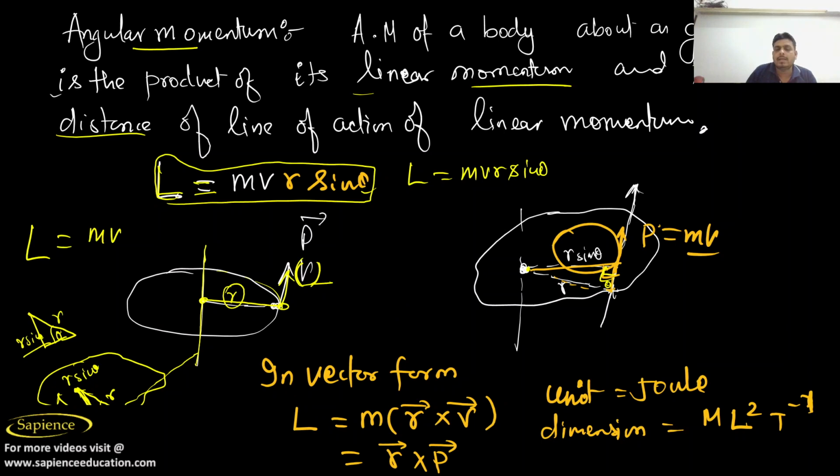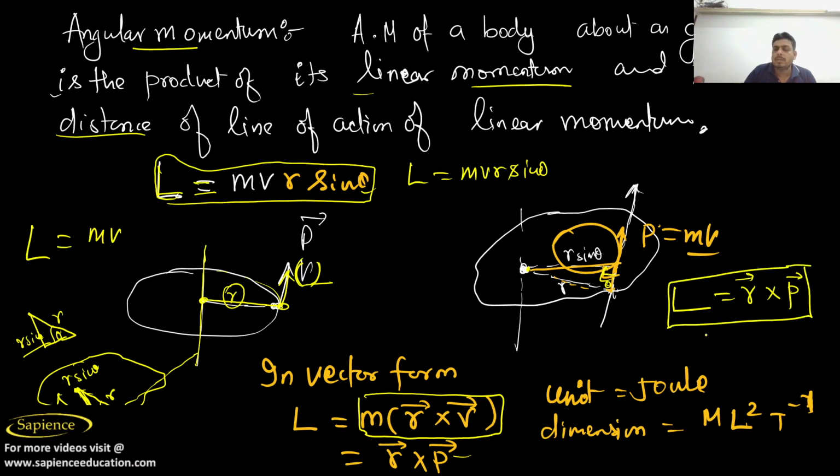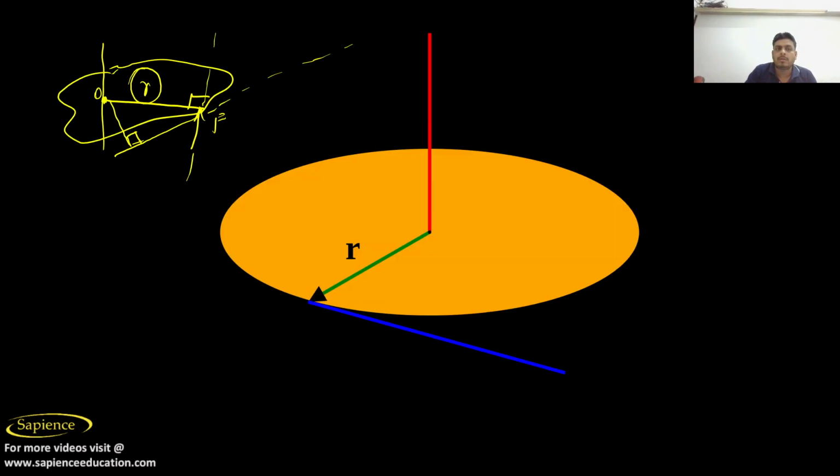That is, we can write L is equal to m r cross v. Since m into v is the momentum, angular momentum is equal to r cross linear momentum. This is the formula. The unit is joule-second, and the dimension is M L squared T to the power minus 1. I hope you have understood now.